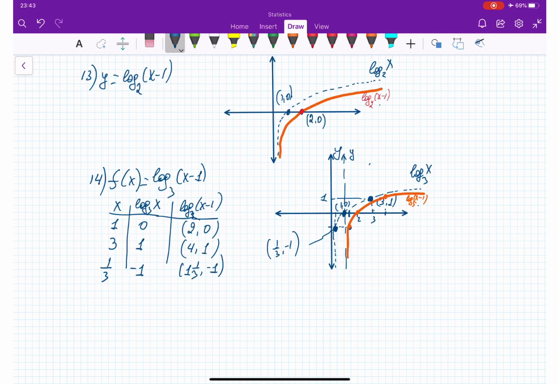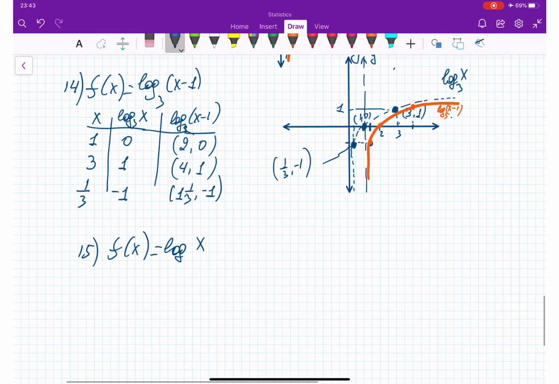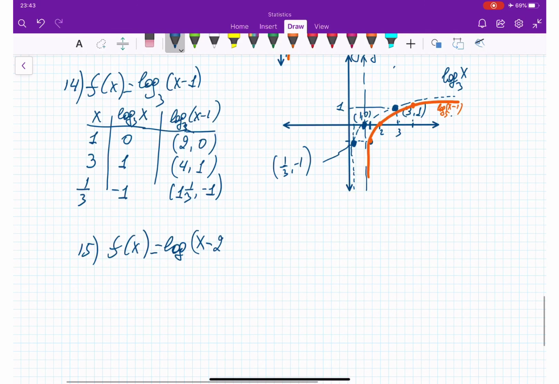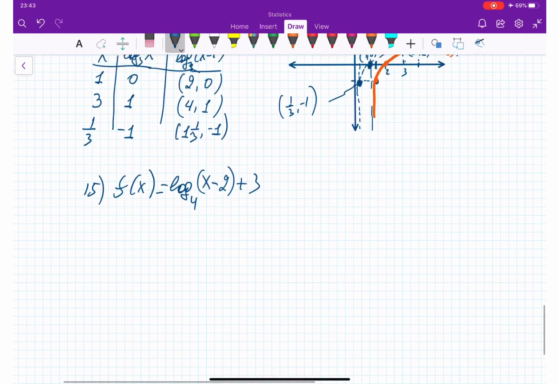Number 15. F of x is equal to logarithm x by base... Oh, okay. It wants x minus 2 by base 4 and plus 3. Okay, let's do it. So what do we have here? We are horizontal shifting. It's going to be horizontal shifting.